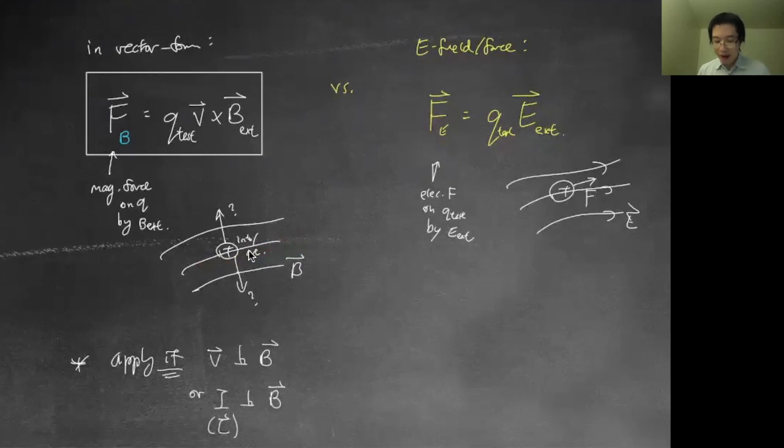So what if they're parallel? What if they're at an angle? Then we need to be careful. Okay, so let's call it if the V is not perpendicular to B. Same thing with current. Okay.